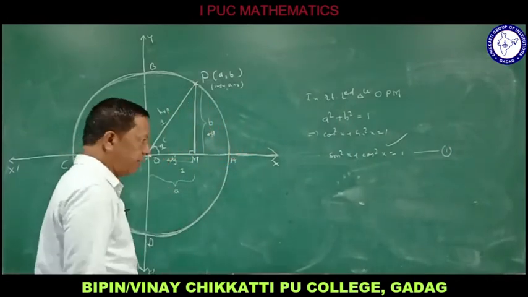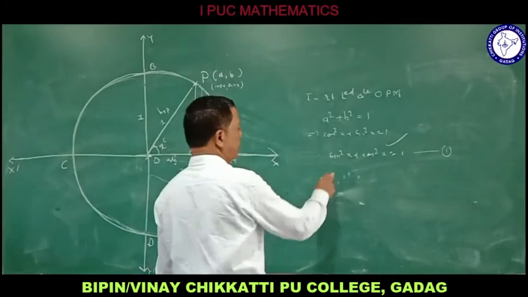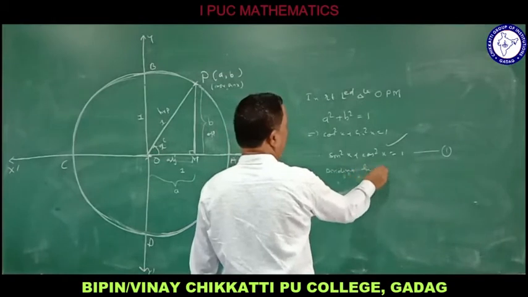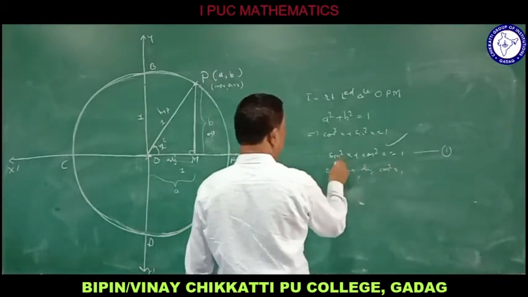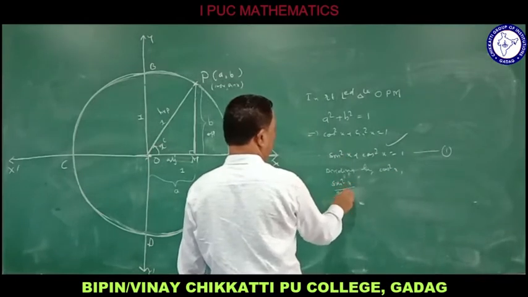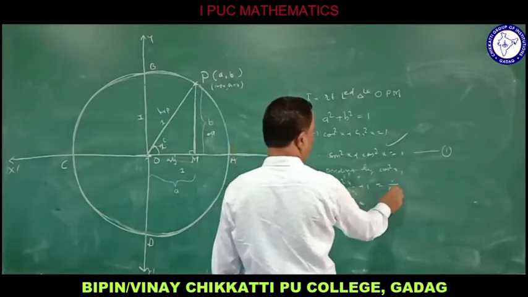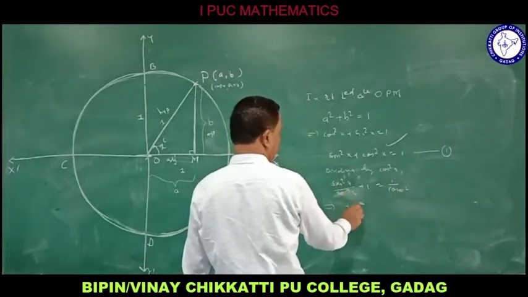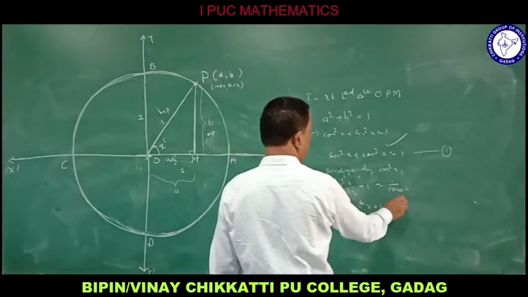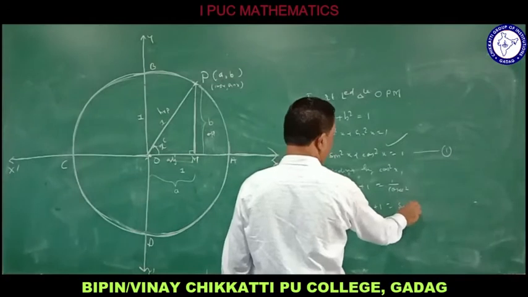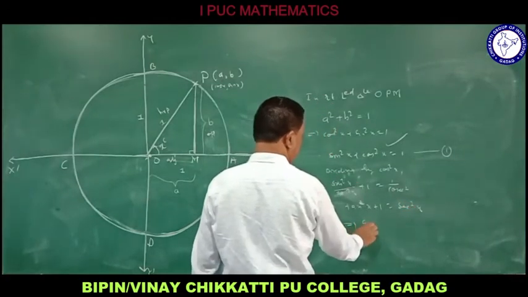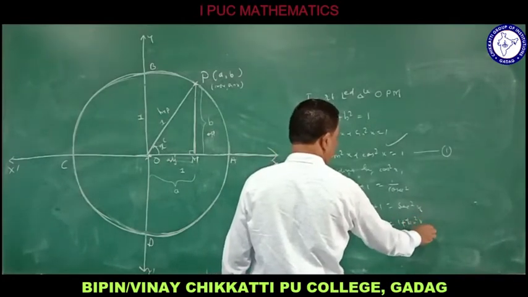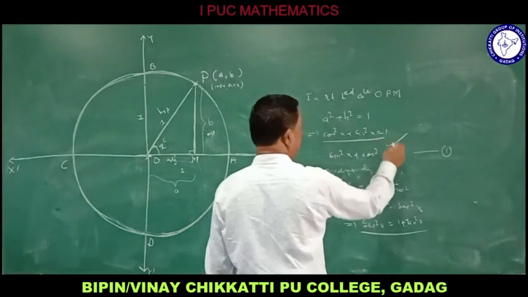So two more identities are there, that I am explaining. This is the first identity, and now dividing by cos square x, what we get? Sin square x by cos square x plus 1 equal to 1 divided by cos square x. Here sin square by cos square is nothing but tan square x, and 1 by cos square means secant square x. So the identity is secant square x is equal to 1 plus tan square x. So this is the second and this is the first.